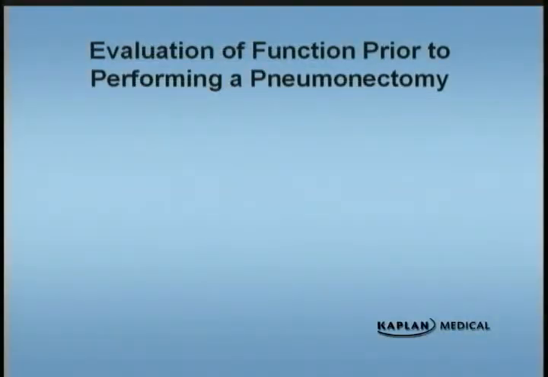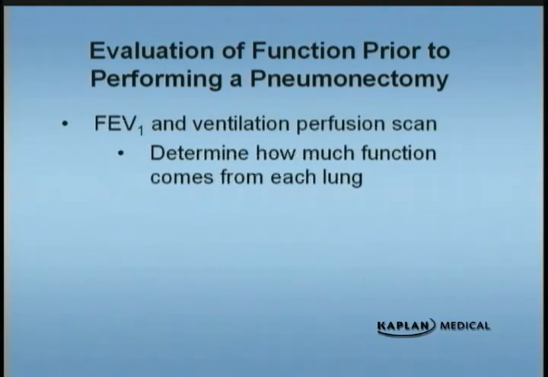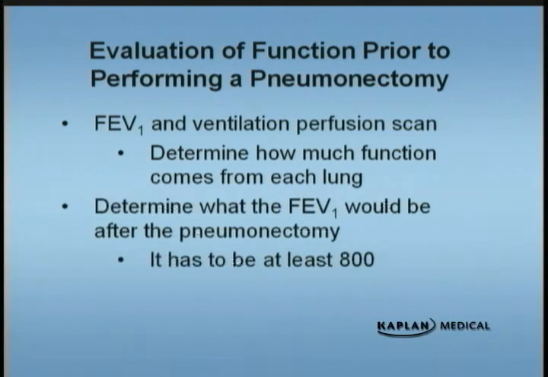So how do we evaluate the function prior to performing a pneumonectomy? We start with FEV1, and we add to that a ventilation perfusion scan, because the latter determines how much function comes from each lung. And then we determine what would the FEV1 be if we were to do the pneumonectomy. And it has to be at least 800.